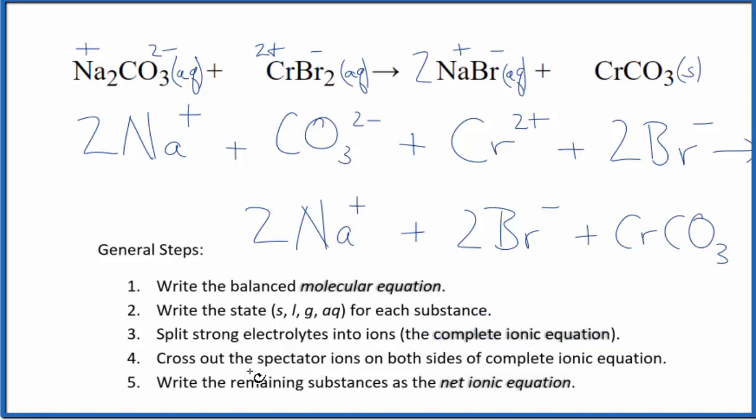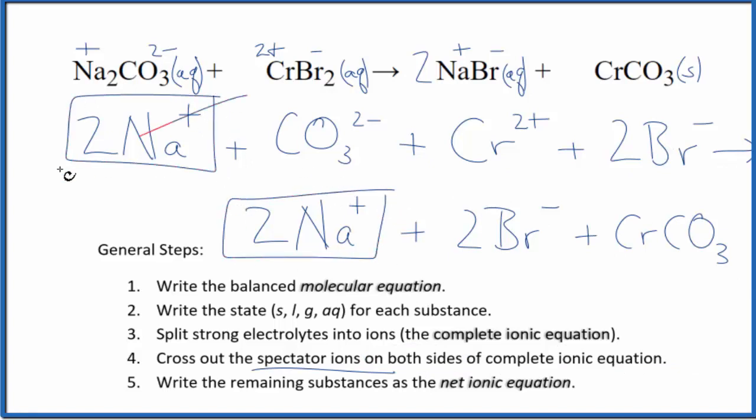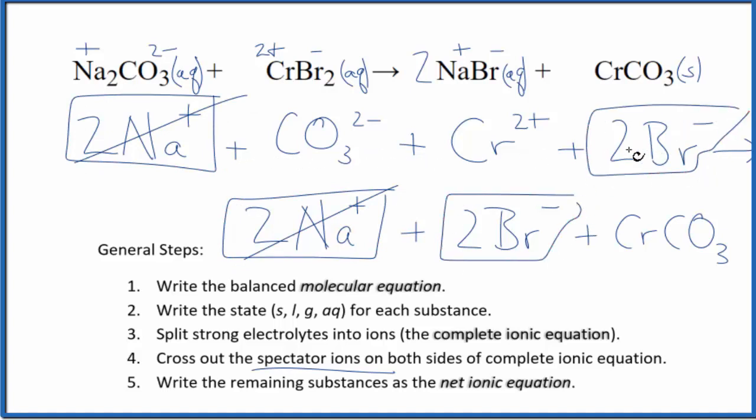So now we can cross out spectator ions. They're on both sides of the complete ionic equation. So these are our reactants, these are our products. You can see we have 2 sodium ions here and 2 sodium ions here. Those are spectator ions. Have 2 bromide ions here in the reactants, again in the products, spectator ions. What's left, that's the net ionic equation for sodium carbonate plus chromium 2 bromide.